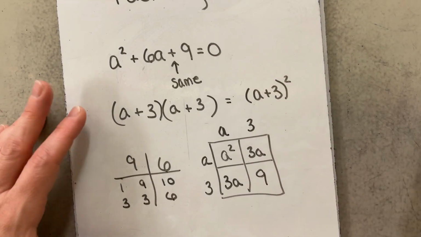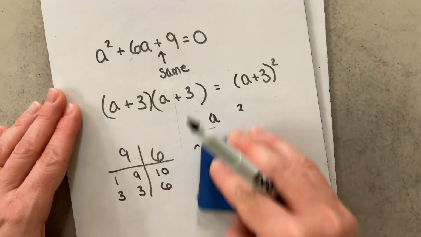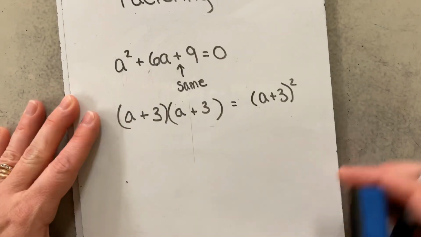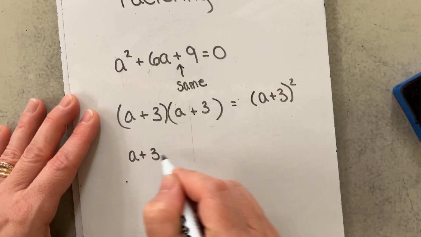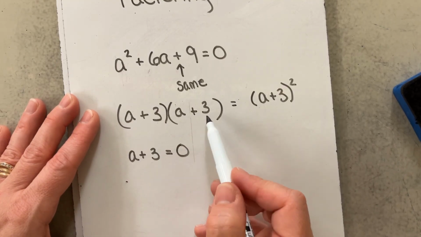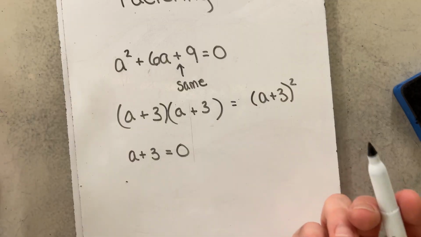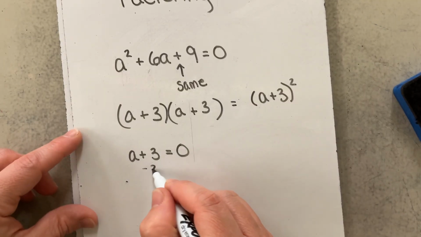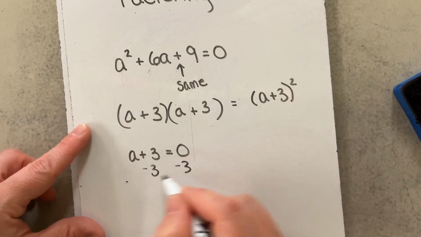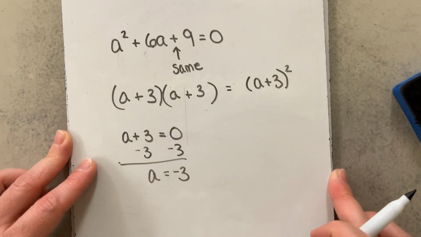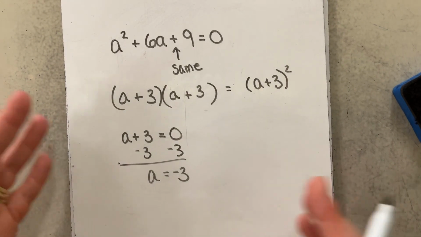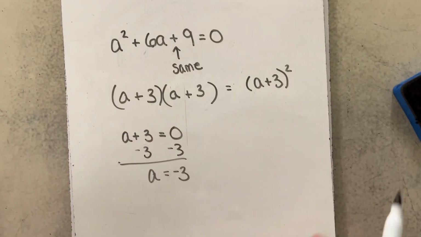Now, this time I did set it equal to 0, so let's go ahead and finish it and find our roots. So we're going to take a plus 3 equal to 0, but do I need to do the other one? No, they're the same thing, right? So I'm really just going to solve one of these, and I get a equals -3. So my only answer or solution to this is just a is -3.